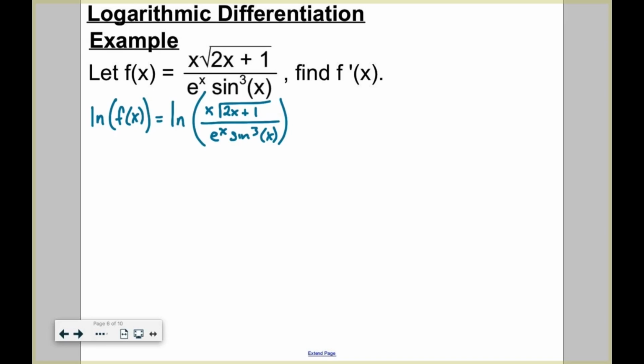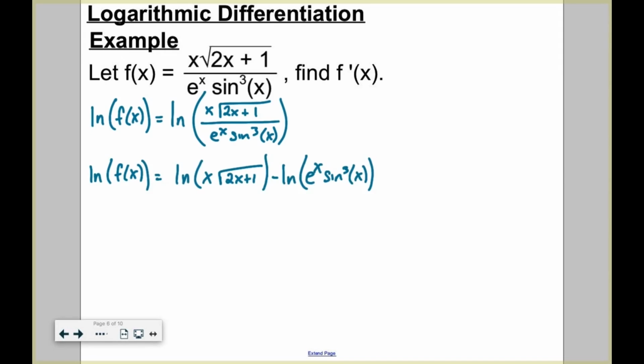And then we can start pulling apart the right-hand side. So we're going to have the natural log of f of x is equal to the natural log of x times the square root of 2x plus 1 minus the natural log of e to the x sine cubed of x. And now we can pull apart both multiplications. So we're going to have the natural log of f of x equals the natural log of x plus the natural log, and instead of writing a square root, I'm just going to write this as 2x plus 1 to the 1/2 power, because we know those are equivalent.